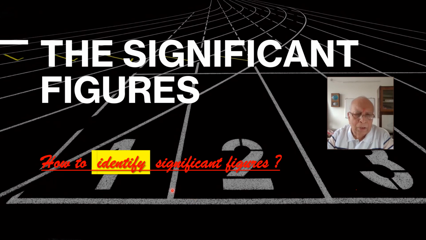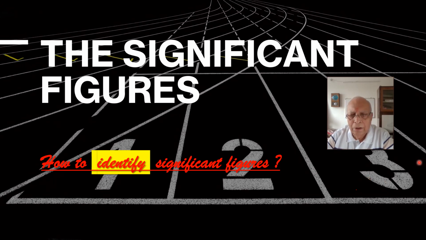Suppose another case, 123.01. If this is the number, then how many significant figures will be there? There would be 5 significant figures. Why? Because a 0 after a decimal point becomes significant. Before a decimal point, a leading 0 is insignificant.